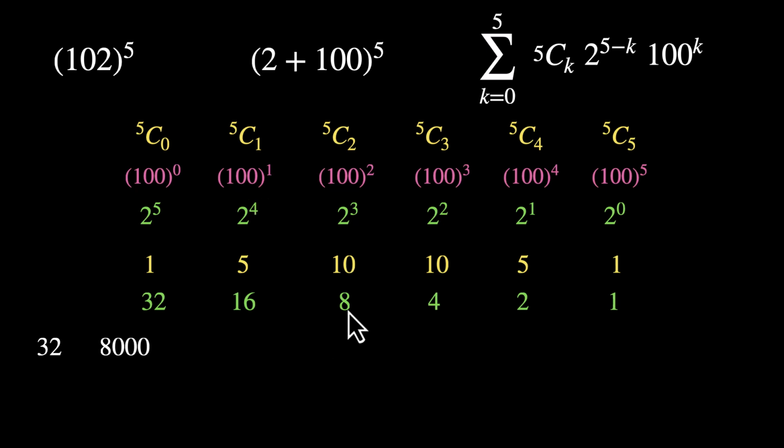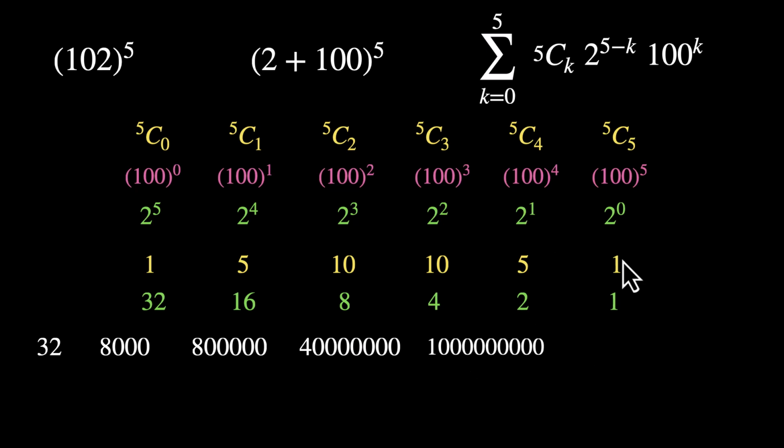Then we have 8 times 10, again 80. Times 100 squared, that's 4 zeros. So 80 and 4 zeros, which means 8 and 5 zeros. 8 followed by 5 zeros. Then we have 40 followed by 6 zeros. So 4 followed by 7 zeros. 10 followed by 8 zeros. So 1 followed by 9. And then 1 followed by 10 zeros.